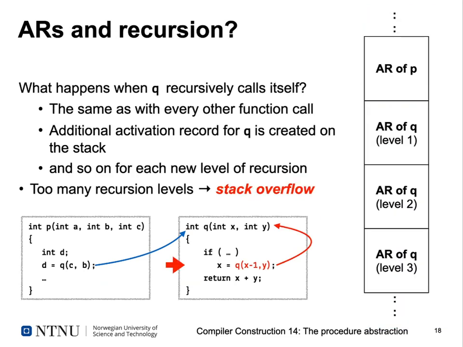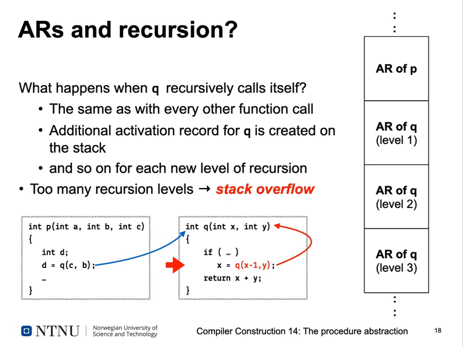So how do activation records work when recursion is used? What happens here when Q recursively calls itself? Now, it's actually the same as with every other function call. So when we are in Q, the first invocation of Q from P here, we call Q again, and this again just creates another activation record. Again, one for Q, but that doesn't really matter here. And we could create yet another one, and so on until we run out of memory.